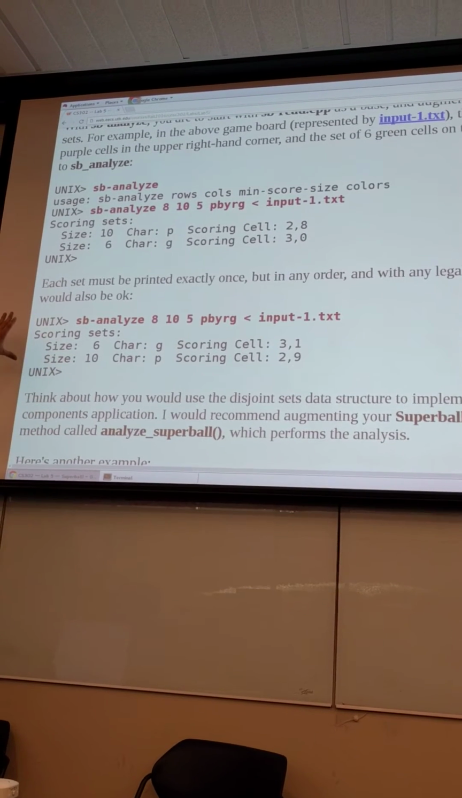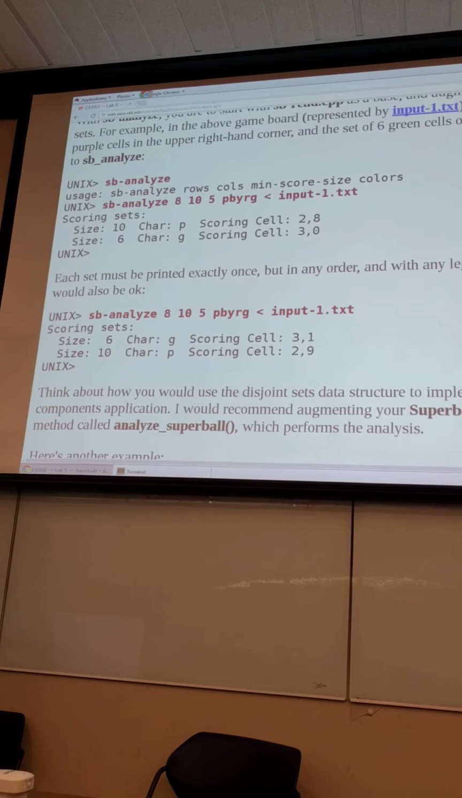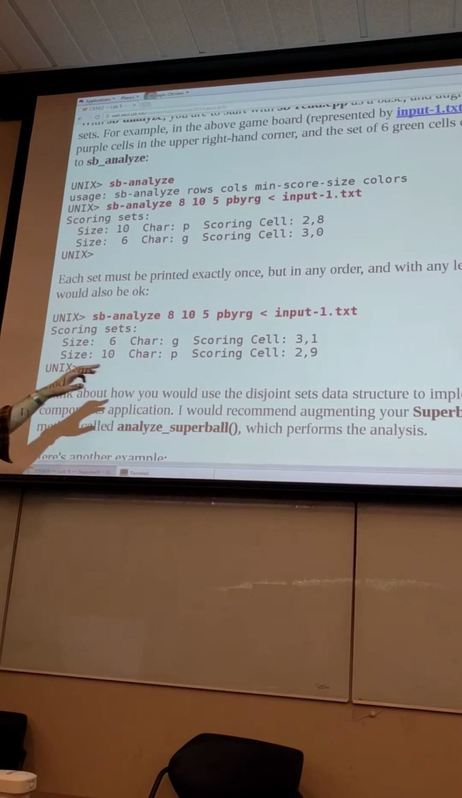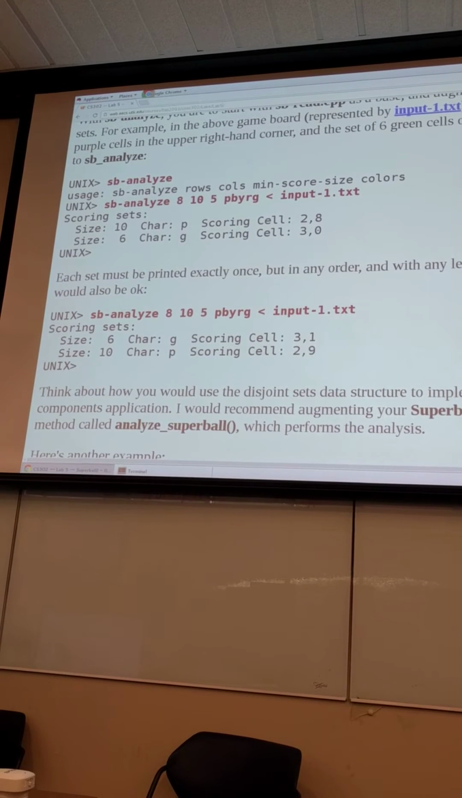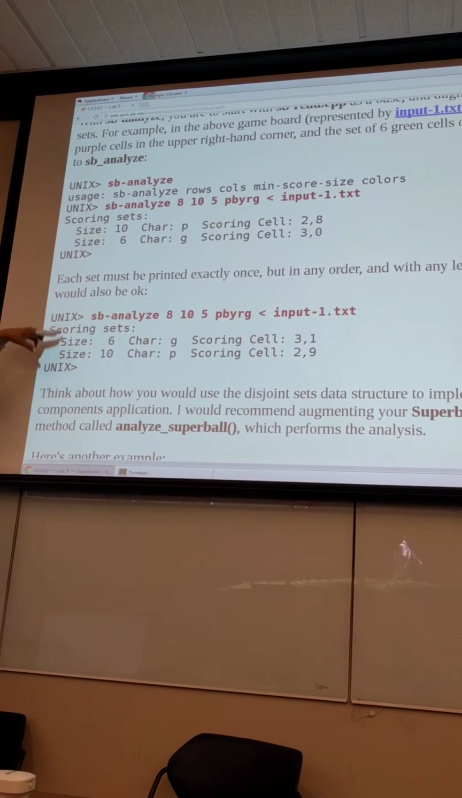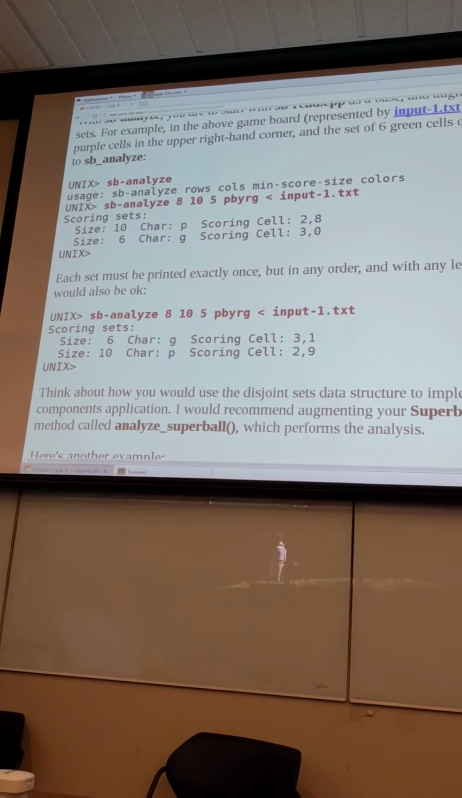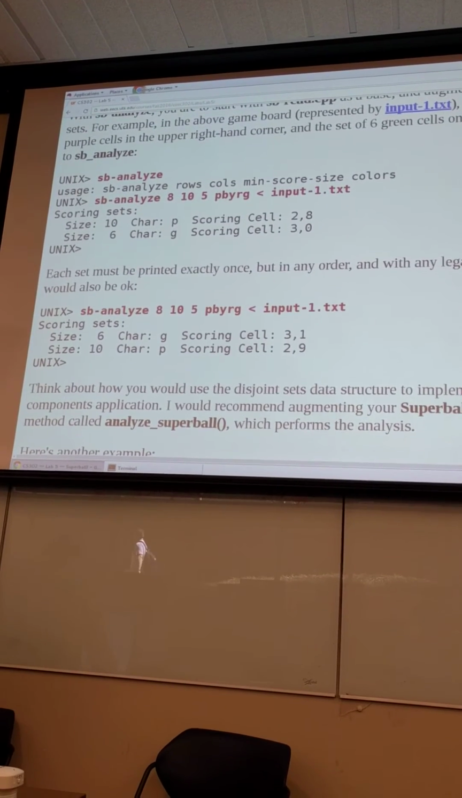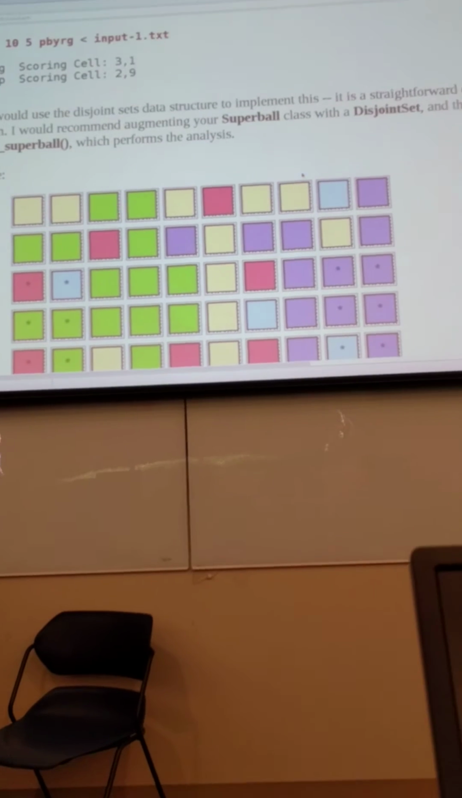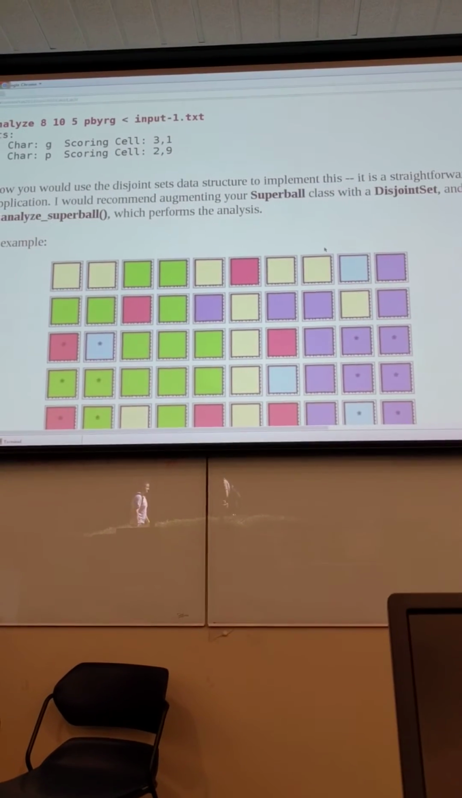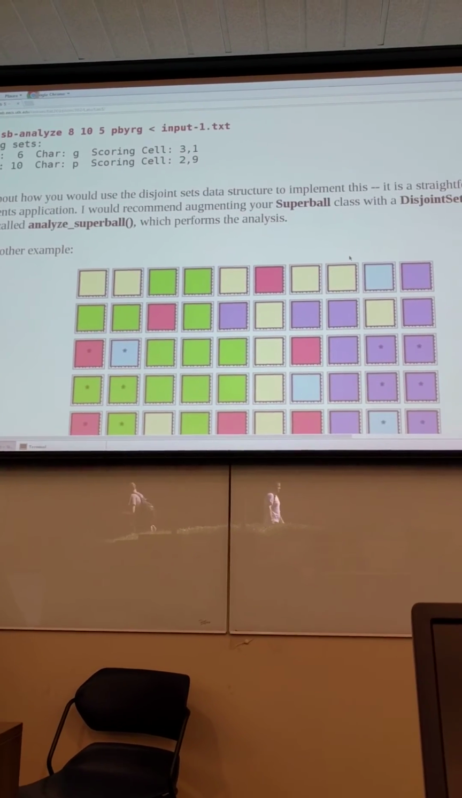For your printout, it doesn't matter which order you print out the scoring cells, and it also doesn't matter which scoring cell you print out as long as it is a valid goal cell that has that group in it. So both of these outputs are valid for this program. And then for this, think about how you'd use disjoint sets to implement it. It's a pretty straightforward connected component application.